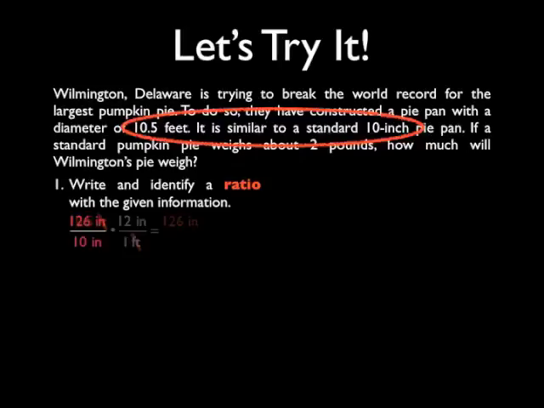We have 126 inches over 10 inches. And of course, if we reduce that, divide top and bottom by 2, and reduce out the inches, we end up with 63/5. So that is our ratio. What ratio is that? Well, those are lengths, aren't they? So that is a length ratio. So we've written our ratio, we know what it is.